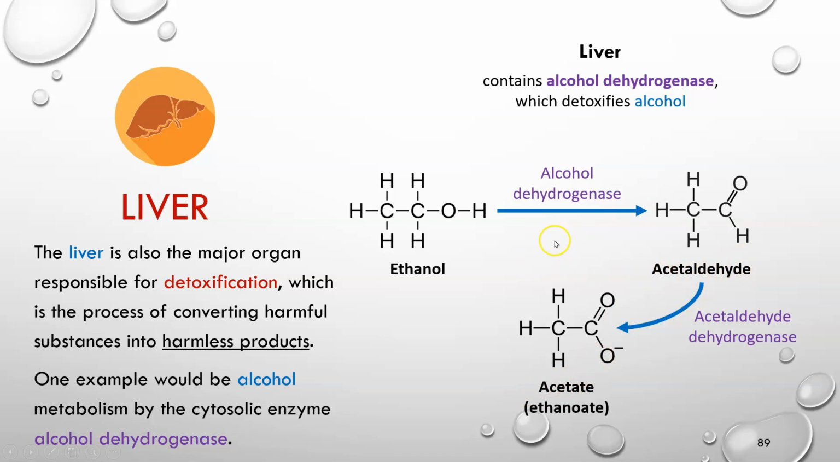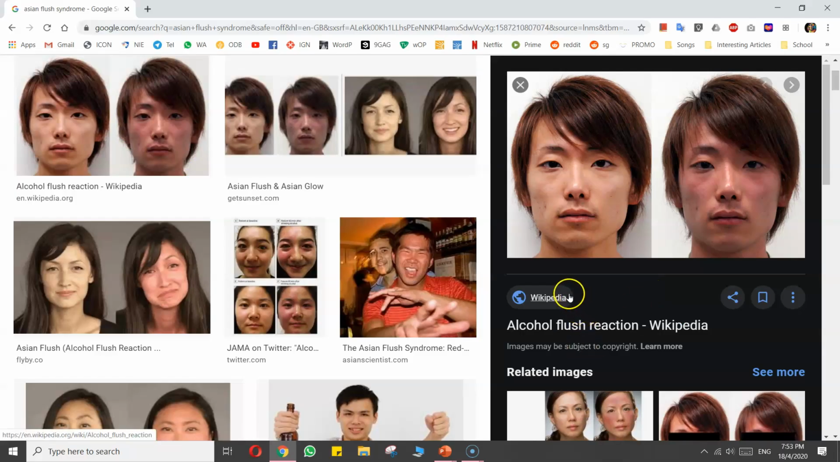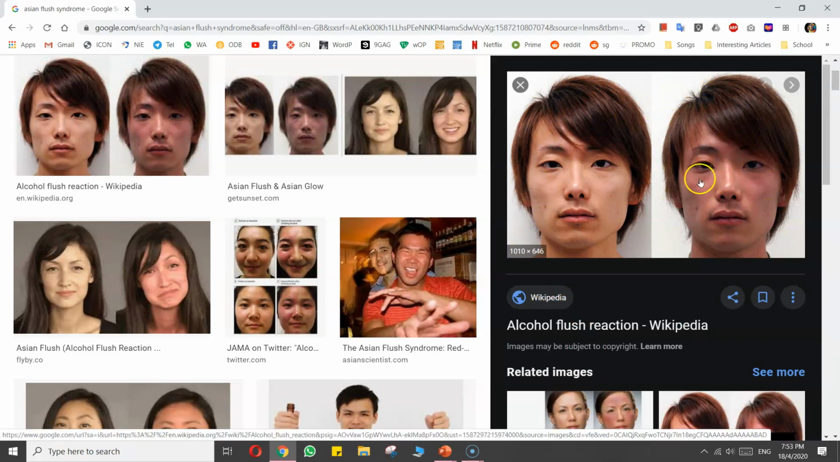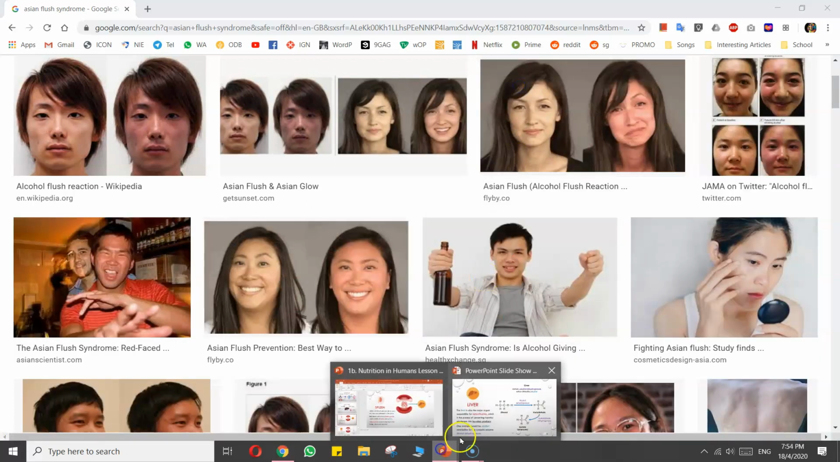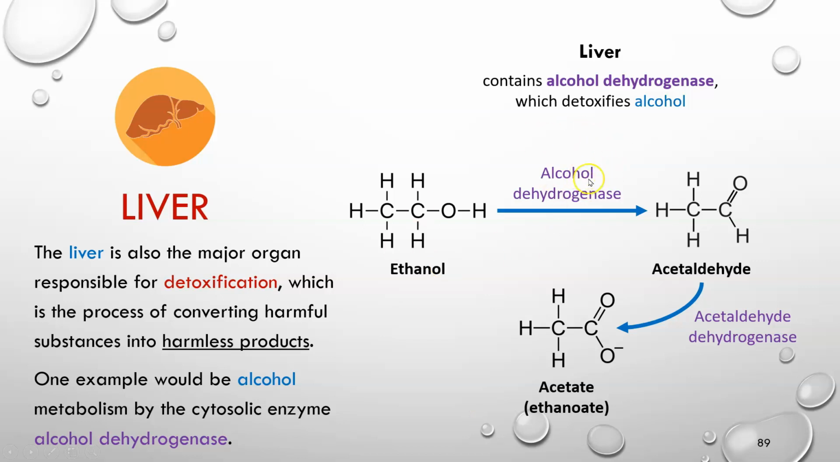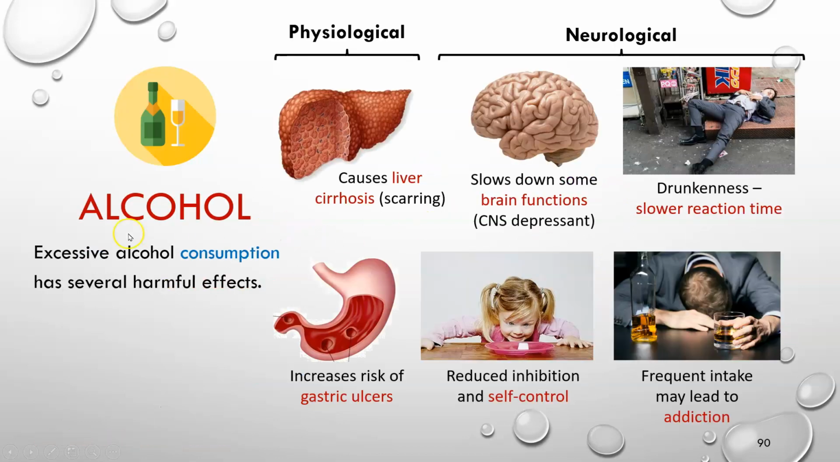So you might have heard of this term called Asian flush syndrome. Okay, this term basically means that your face turns red when you drink alcohol. However, this is because in general, Asians do not have as much alcohol dehydrogenase as compared to Caucasians. So this means that the alcohol tolerance is lower.